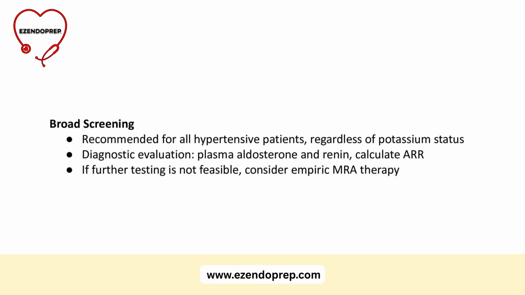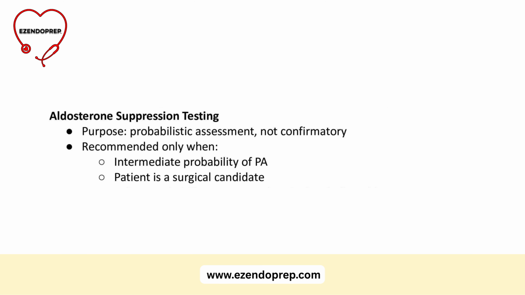We now recommend broad screening. In fact, the suggestion is to screen all hypertensive patients for primary aldosteronism, regardless of potassium status. The diagnostic evaluation rests on measuring both plasma aldosterone and renin as the aldosterone to renin ratio. Importantly, if a patient screens positive but further testing isn't feasible, it is reasonable to consider empiric initiation of a mineralocorticoid receptor antagonist. Suppression testing is no longer a blanket requirement.